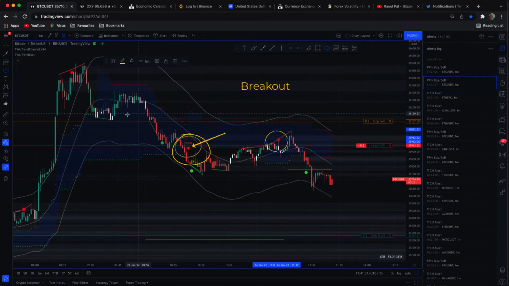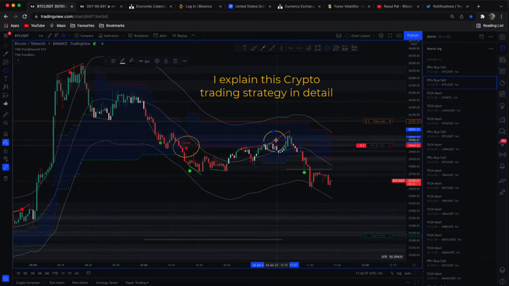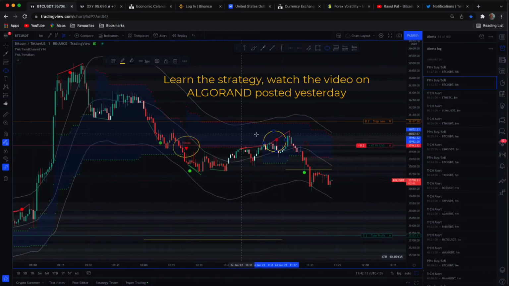This one is a breakout. Can tend to get us into a trend right at the beginning, and these dots tell us when the market has overextended. I did a video yesterday, I recommend you watch it. It was trading Algorand, and I explained this crypto trading strategy in detail in that video, so I don't want to do that in this video. If you want to learn the strategy, that's the video to watch.